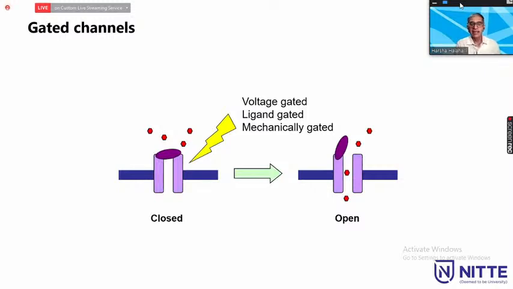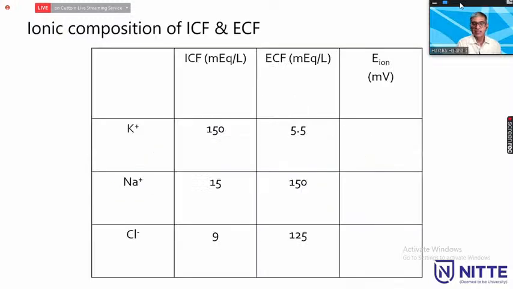or when a ligand binds to it, a chemical substance binds to it and kind of opens a lock. These are called ligand-gated channels. And you also have mechanically gated channels. A stretch can lead to opening of channels, or even temperature-sensitive channels.